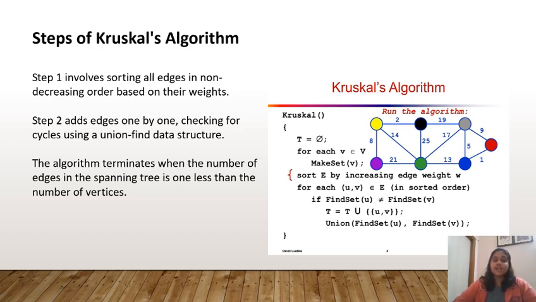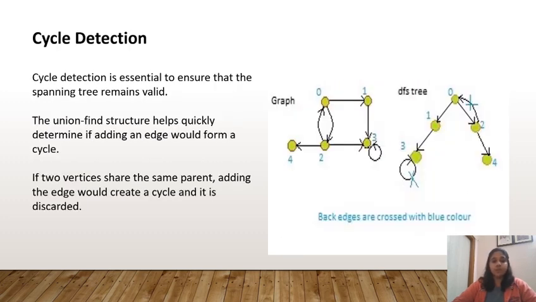Step 2. Add edges one by one, checking for cycles using the union find data structure. The algorithm terminates when the number of edges in the spanning tree is one less than the number of vertices. Cycle detection: we have to detect where a cycle forms and remove the connection there.